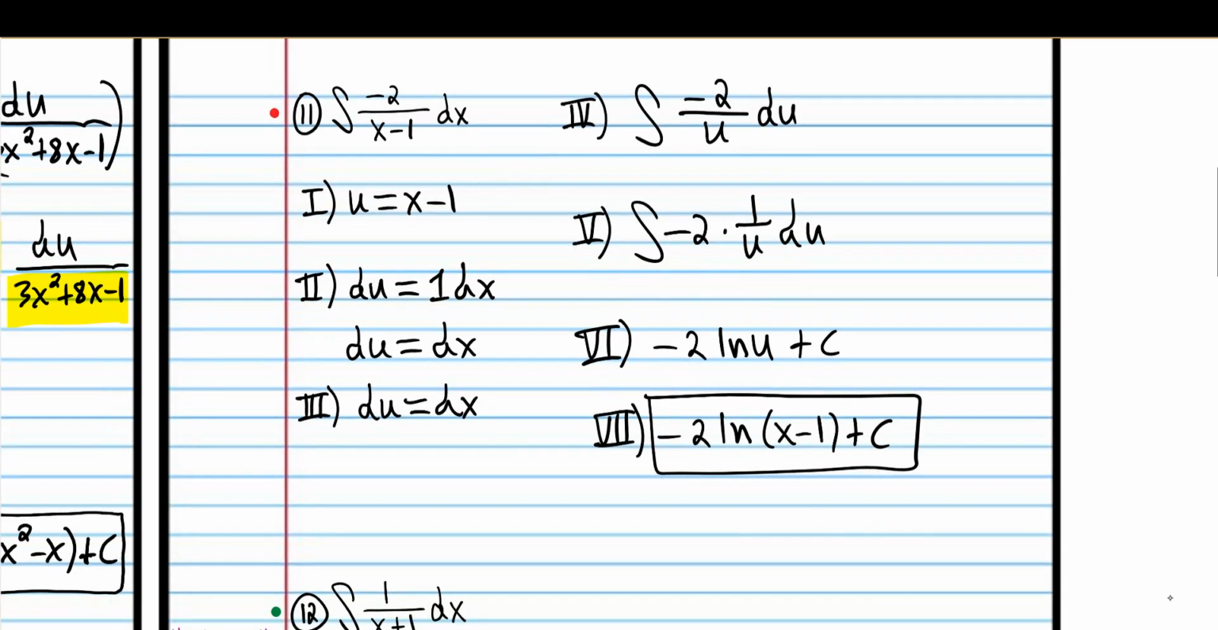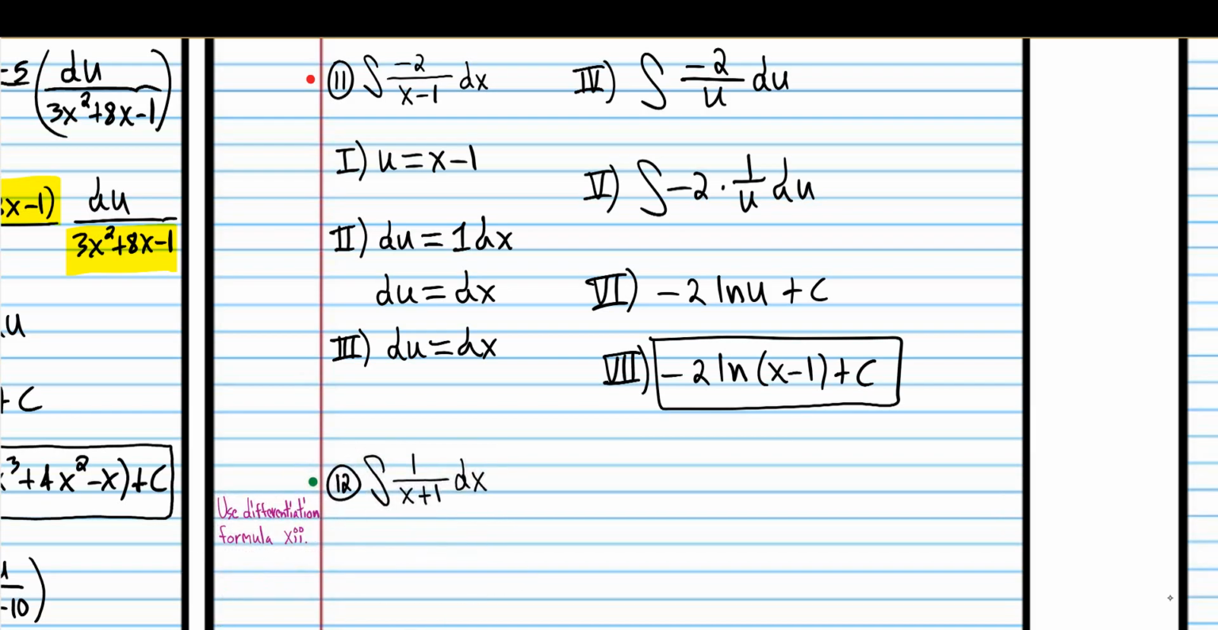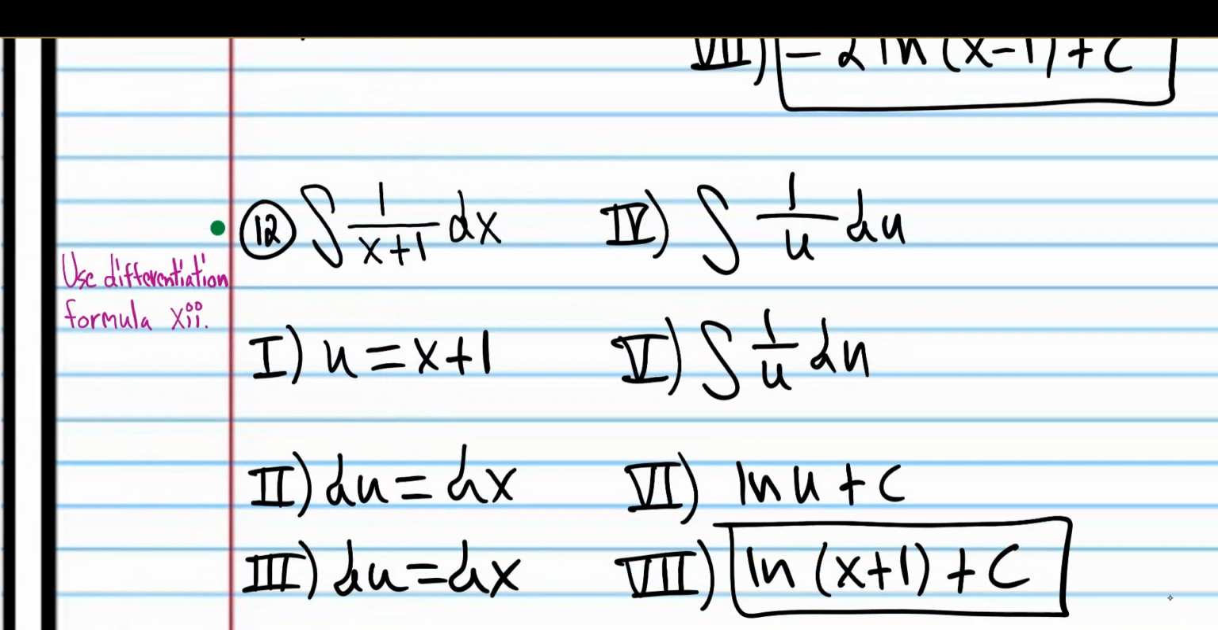So, I want you to try a problem like that. You're going to find that du is equal to dx in your problem. So go and attempt number 12, and you're going to need differentiation formula number 12. So see what you can do. When you come back, we'll do it together. Okay, we're back. So there you go. If you got that right, excellent.